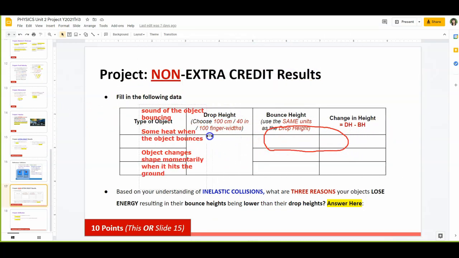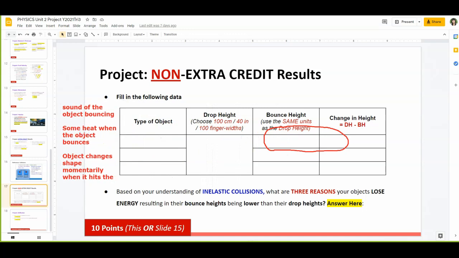Sorry, let me try to clean it up here. There we go. All right, so feel free to copy what I gave you right here. Okay, so again, feel free to copy that.